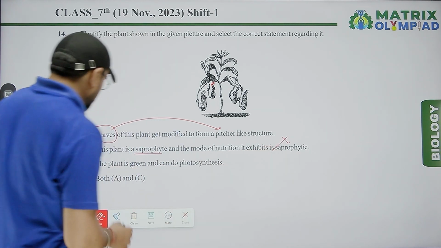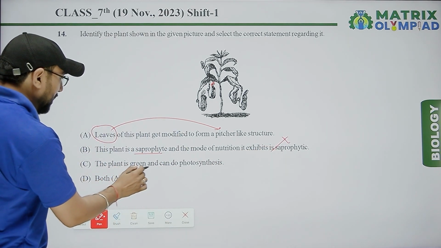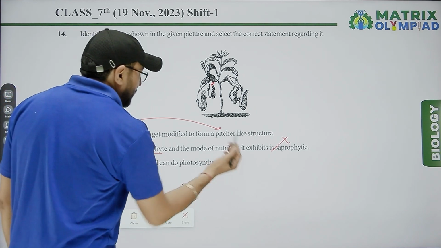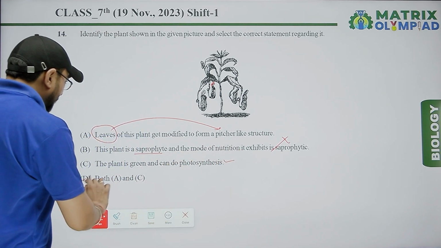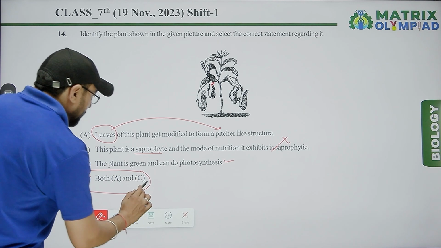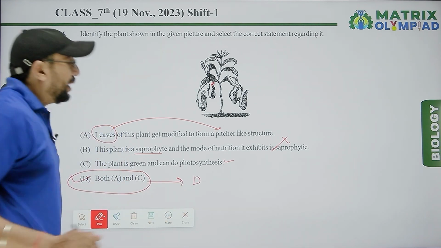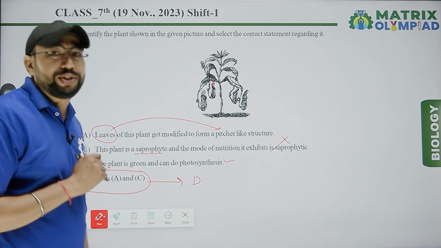That is wrong. The plant is green and can photosynthesize. That is right. So options A and C are right. Option D is the right answer according to the question.